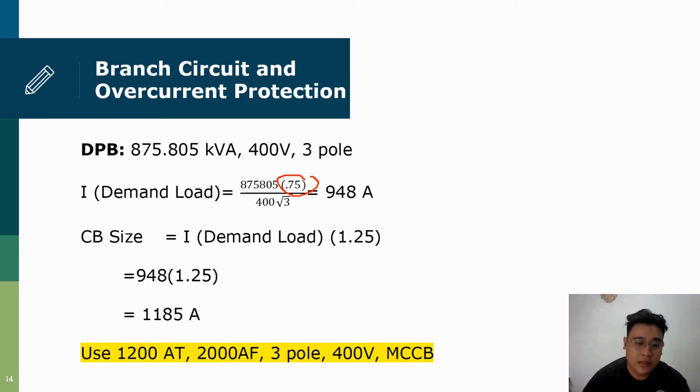To get the circuit breaker size, our formula again is current demand load times 1.25. So 948 times 1.25 gives us 1,185 amperes. So we will use a 1,200 ampere trip, 2,000 ampere frame, 3 poles, 400 volts molded case circuit breaker. We can also see that this is what was used in our schedule of loads, which satisfies it.